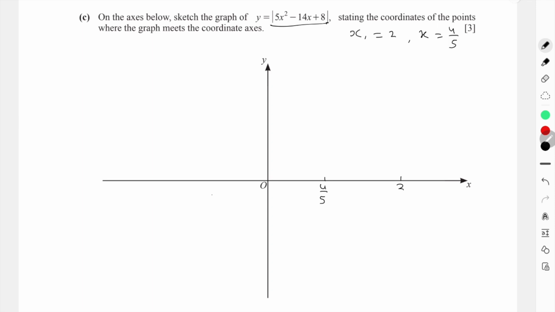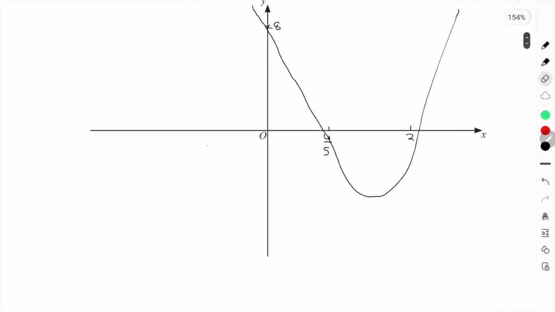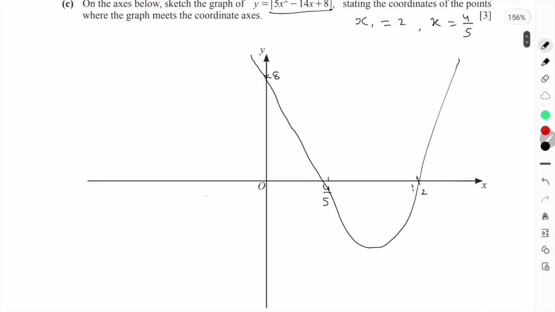And we also have to find the y-intercept. You can do that by putting x as 0. So this is 8. And now you just draw a graph through this. It's not proper, but it's fine, as long as you understand that this is 2, this is 8, this is 4 by 5. So what you can do is write 4 by 5, comma 0, 2, comma 0, and then write 0, comma 8.